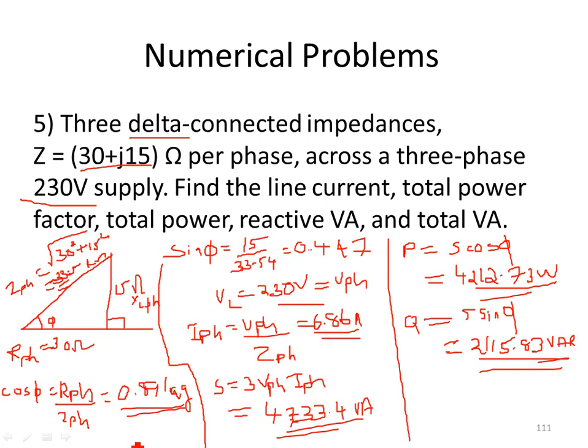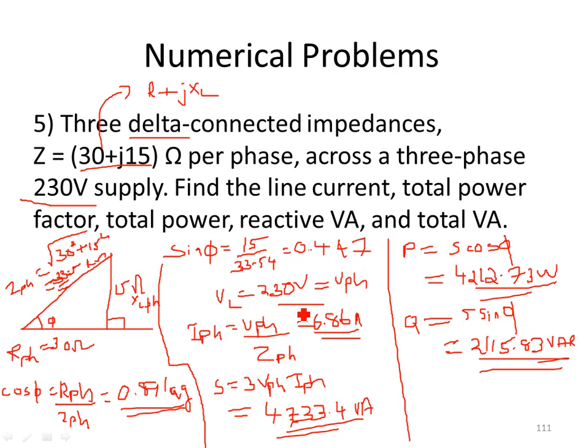Now the impedance is in the form R plus jX. That means it is basically a circuit having impedance, so the power factor will be lagging. Now coming to sine phi. Sine phi is basically opposite by hypotenuse. What is opposite? It is X phase by Z phase. That is 15 by 33.54, which is 0.447.